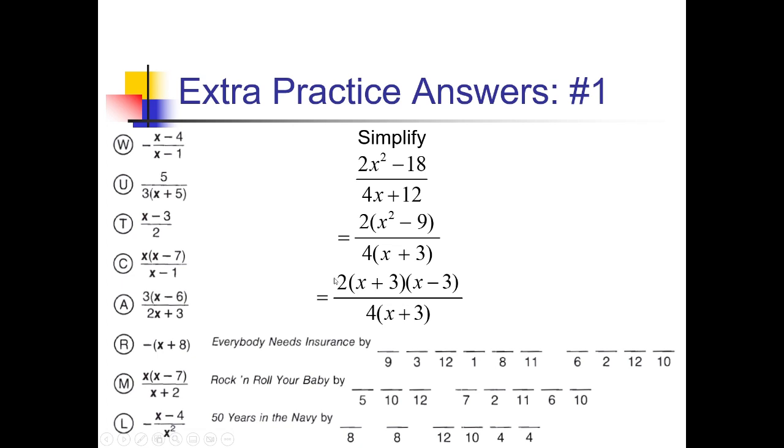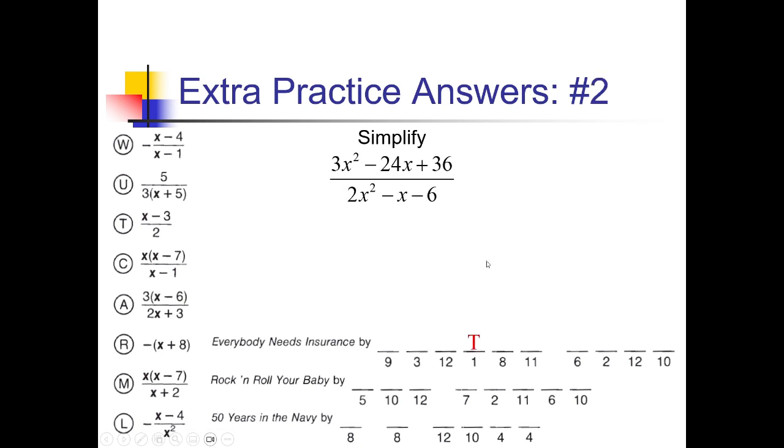So the 2 and the 4 can reduce. That's 1 over 2. The x plus 3's cancel out completely. So that leaves me with just the x minus 3 in the numerator. And in the denominator, we just have a 2. So x minus 3 over 2, I see that over here, that's T. So we'll put a T in the 1 spot. And there's only one of those, that's right there.